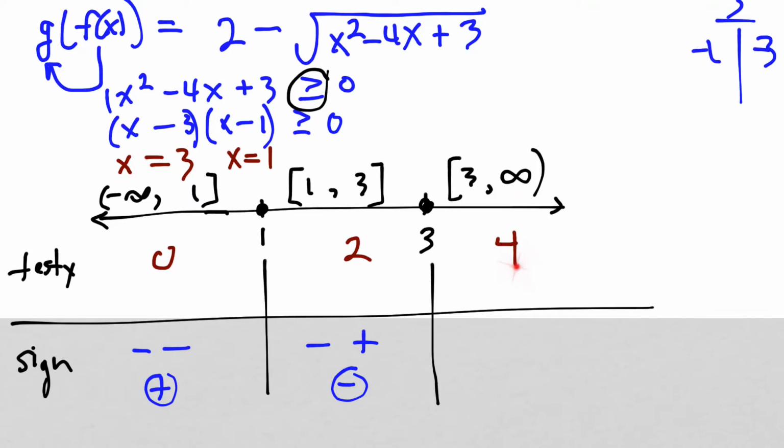We're going to use 4 as our test x. So 4 minus 3 is positive. 4 minus 1 is positive. So positive times positive is positive. So the two intervals that will have elements of our domain are these two intervals here.